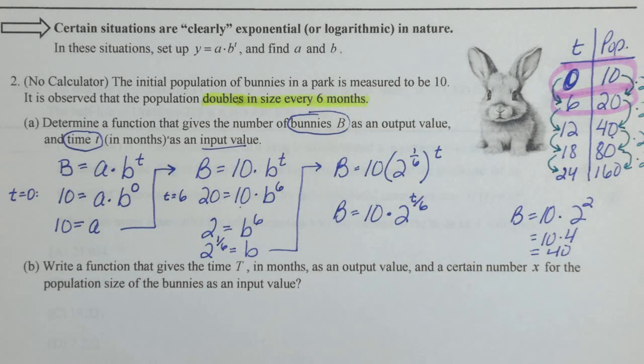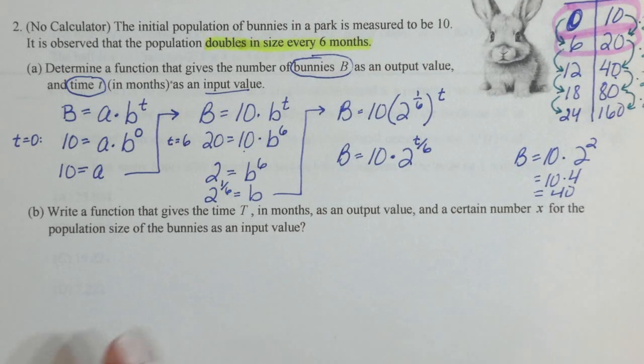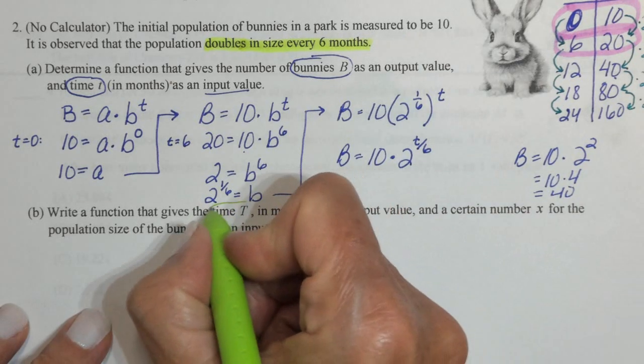Okay, all right, part B. Now we're going to write a function that gives time as the output value. Time as the output value.